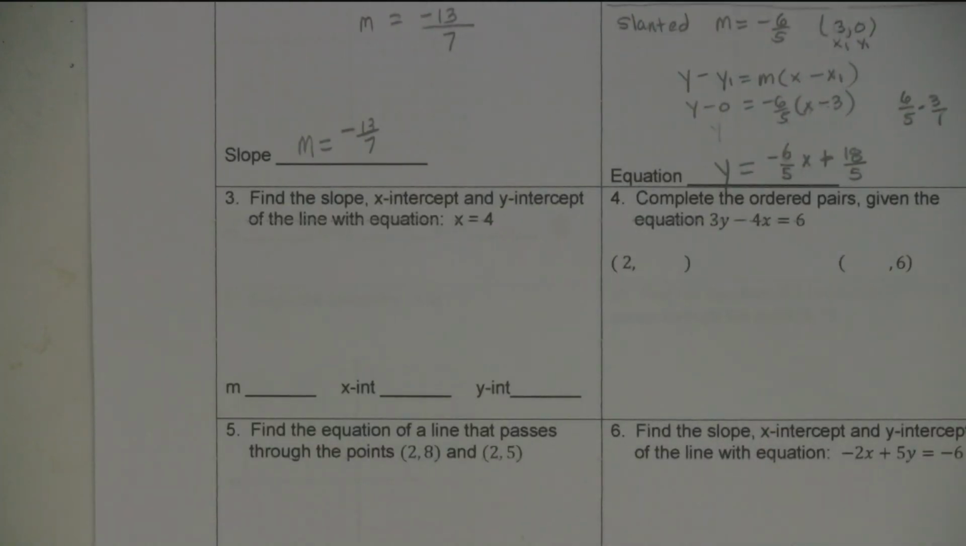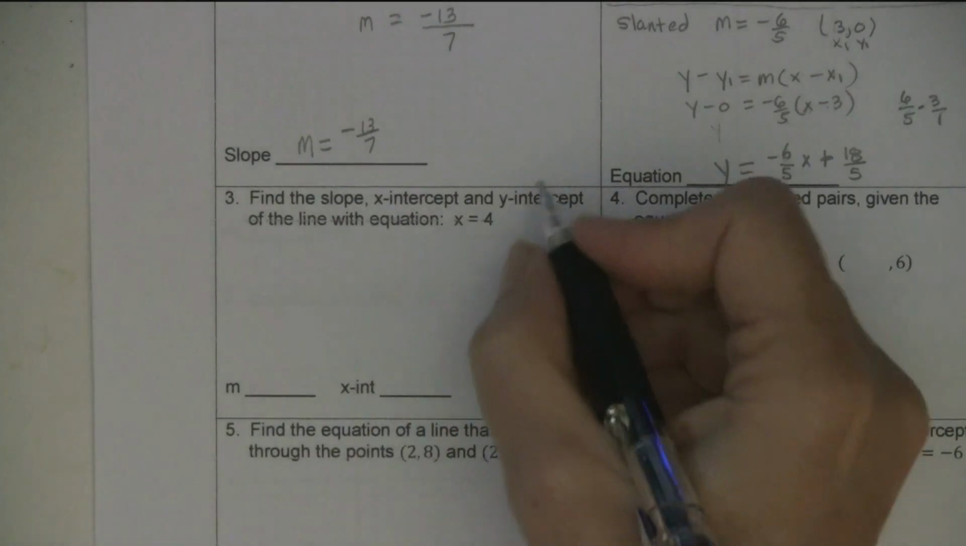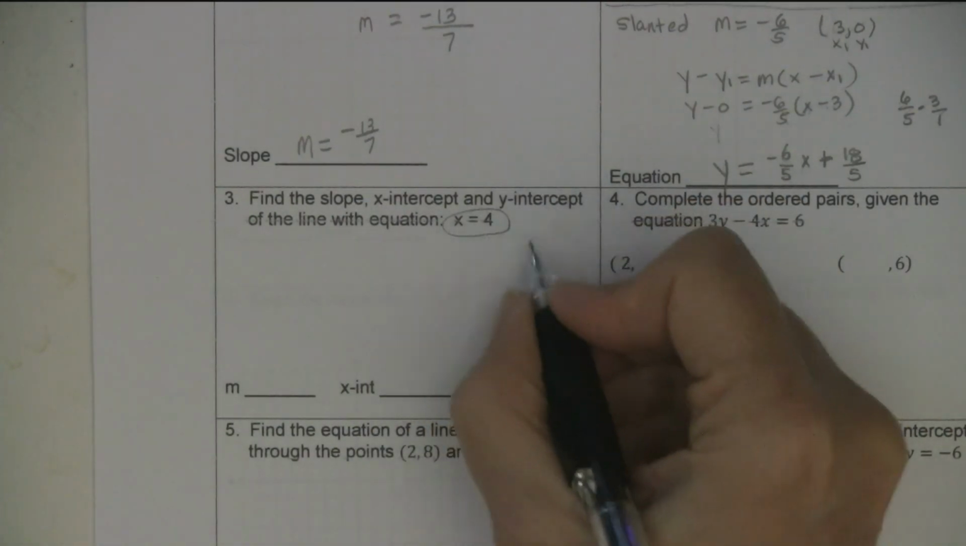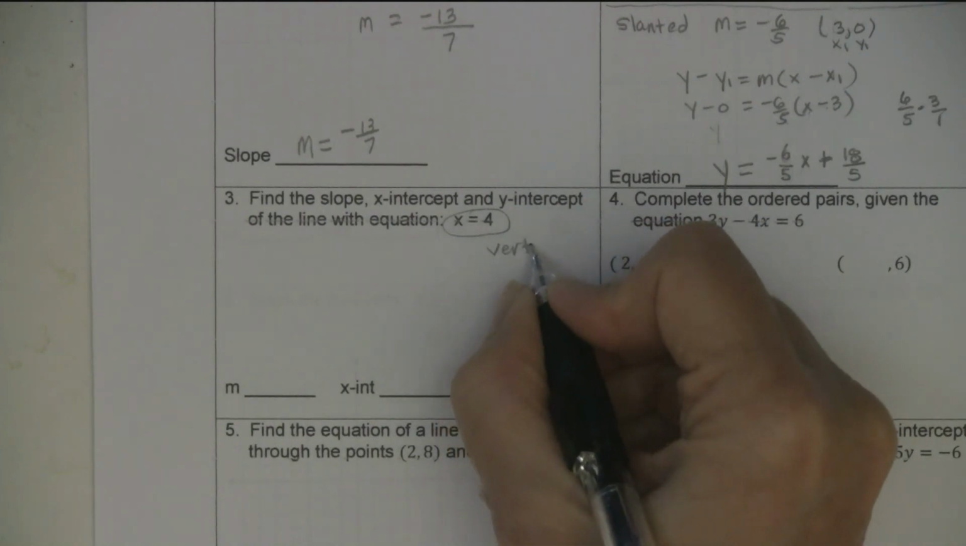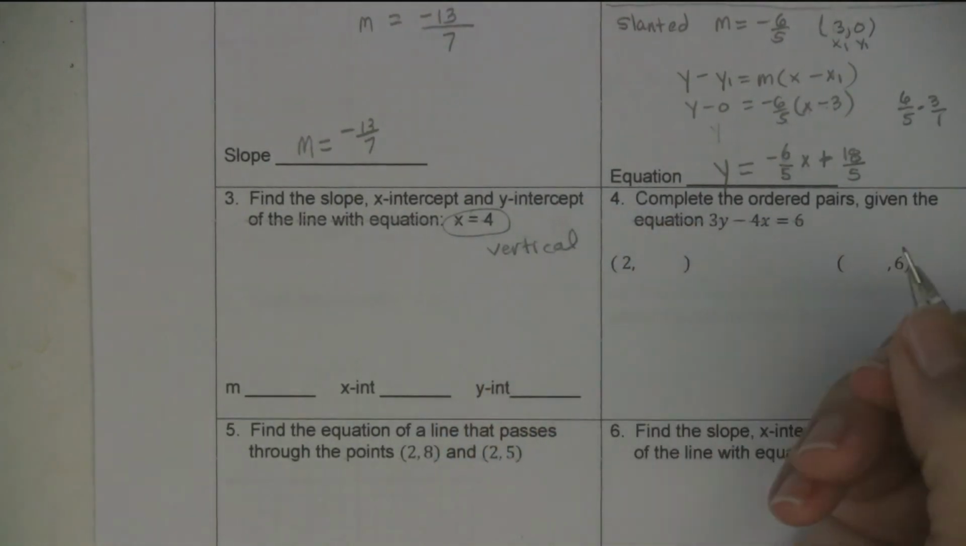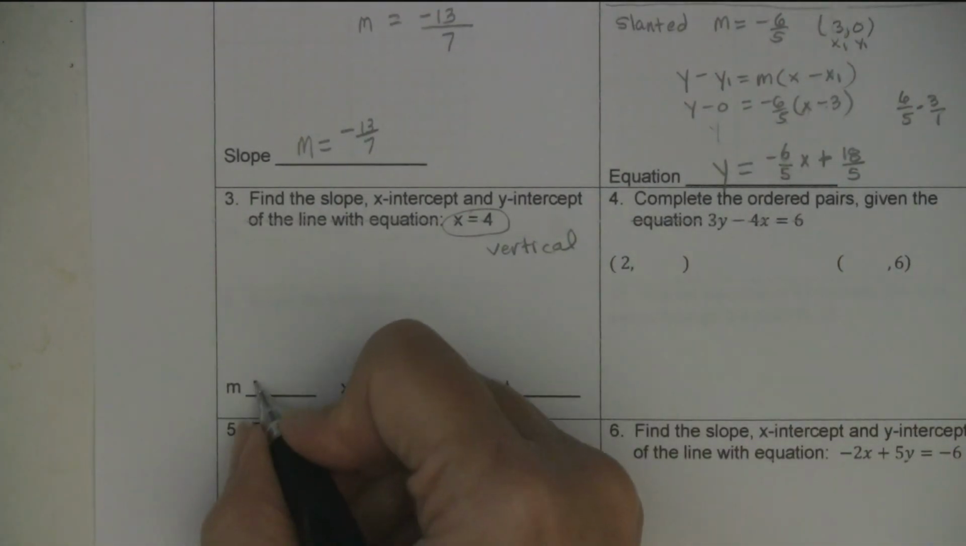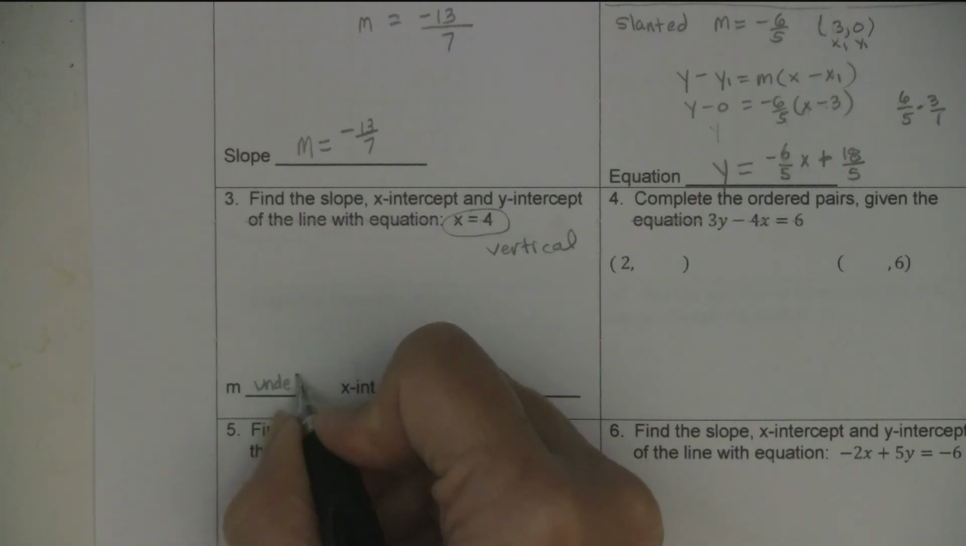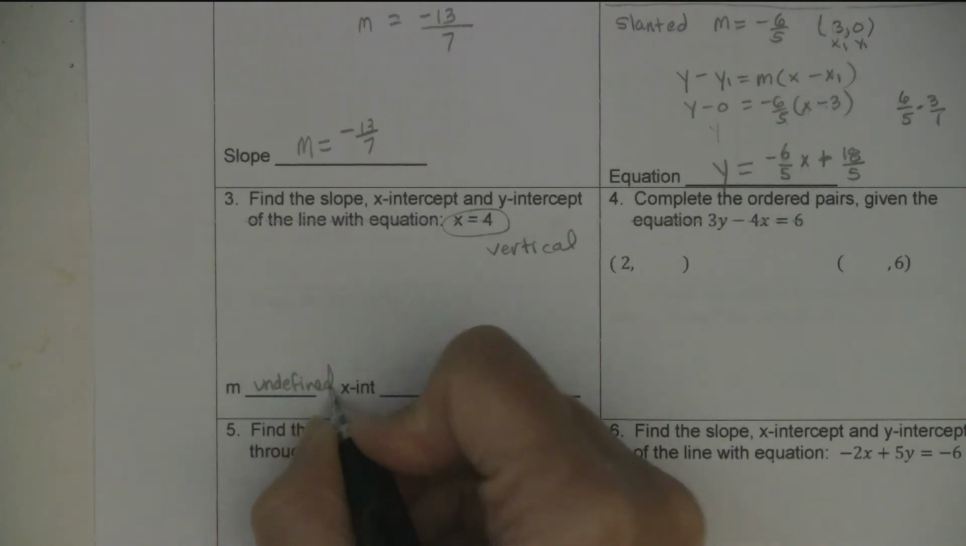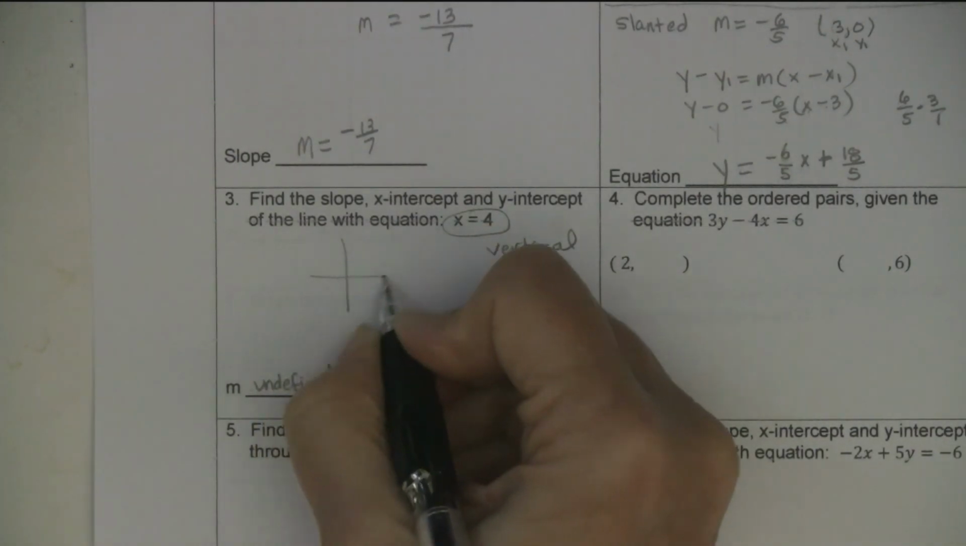Then this one is asking me to find the slope, the x-intercept, and the y-intercept of the line x equals 4. And I can't help but notice that this is a vertical line. And so that's just a recognized thing, right? If it's x equals a number, it's a vertical line. I know that every vertical line has slope undefined. So this is undefined. I can make a quick sketch of it.